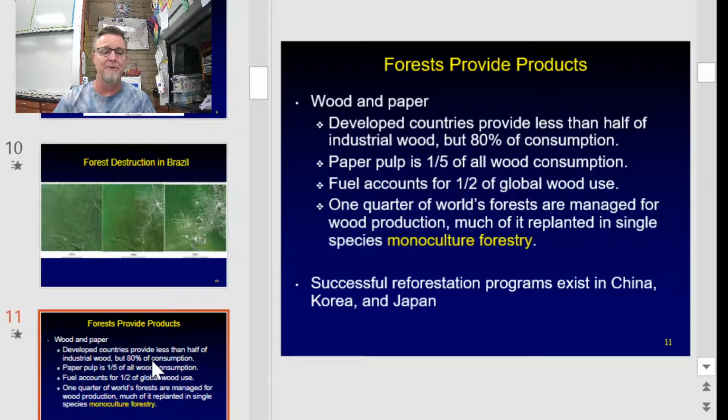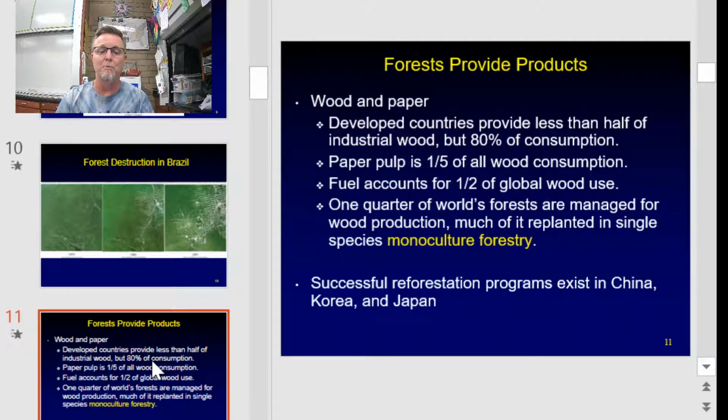Now, aside from fuel wood, the forest provides a wealth of paper products. And if you're like everybody else in the United States, you use a lot of paper products. Developed countries provide less than half of the industrial wood that's out there, but consume like 80% of the wood in the industrial market.